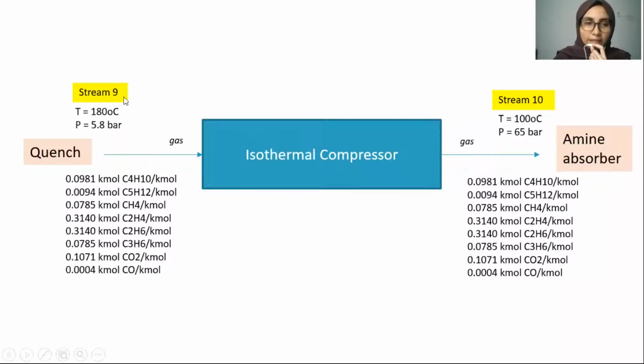And for stream 9, the temperature is 100 degrees C and the pressure is 5.8 bar. And we increase the pressure to 65 bar, but the temperature is slightly decreased. The reason is because we are using a multi-stage compressor. When using a multi-stage compressor, each stage has its own cooler, so the temperature will not increase to a higher value because the cooler cools the temperature in the isothermal compressor. We are using 3 stages of the multi-stage compressor. There will be no change in the substance, and the product will still go to the amine absorber.